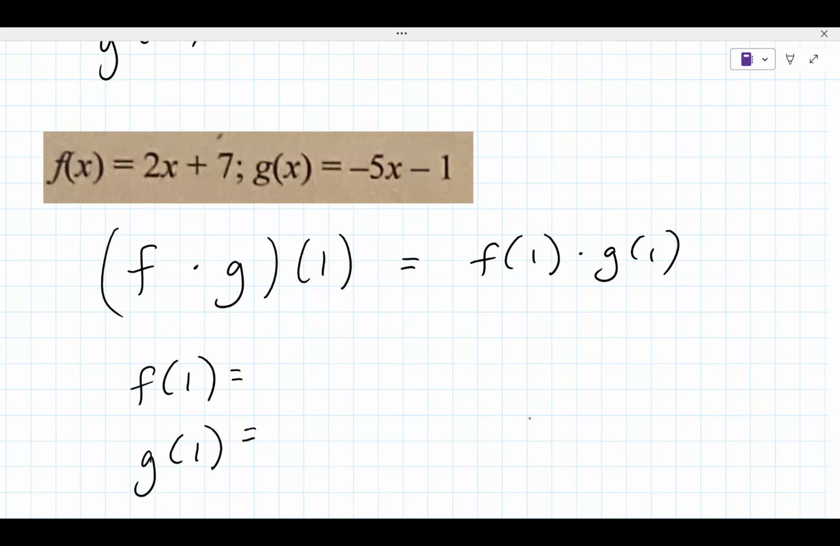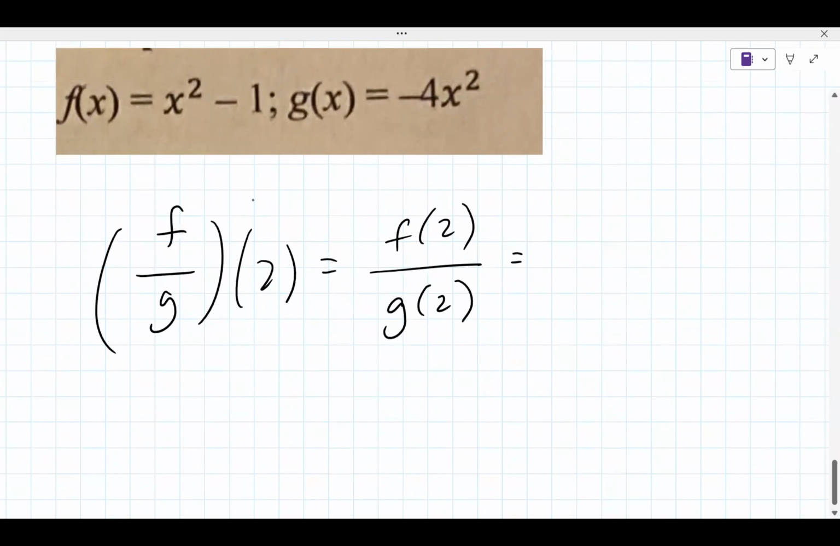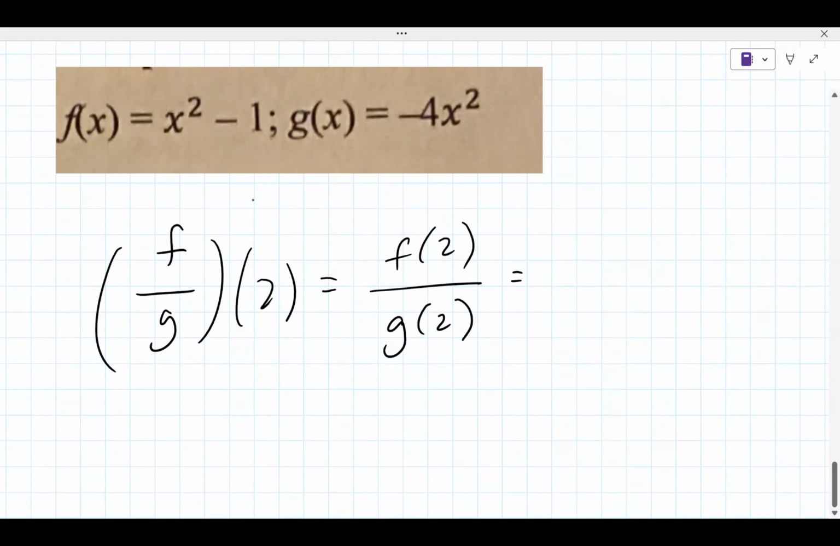All right, so let's go f over g of 2. So this means f of 2 over g of 2. So you've got to find those separately. So that would be like 2 squared minus 1, correct? Yeah. And then that would be 3 over.